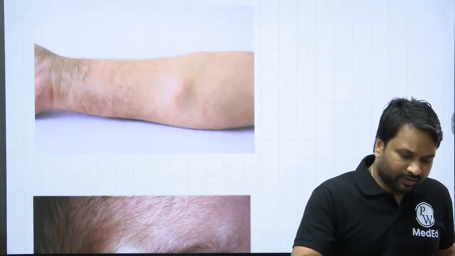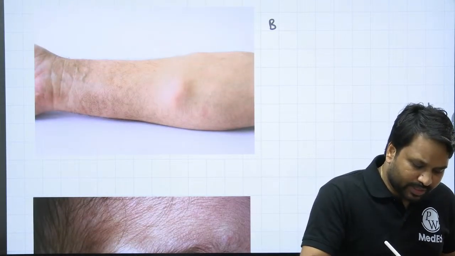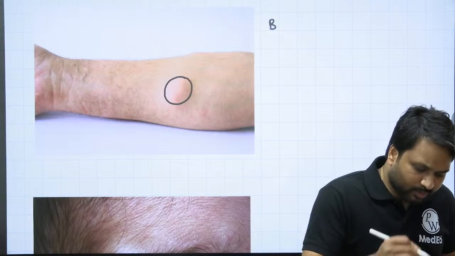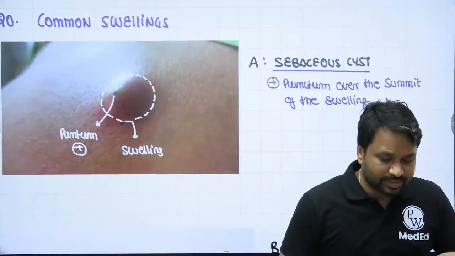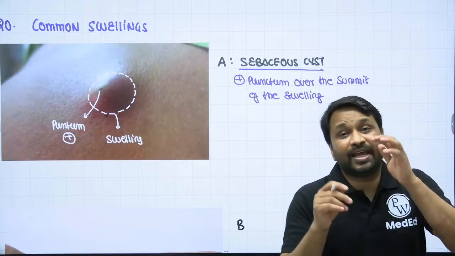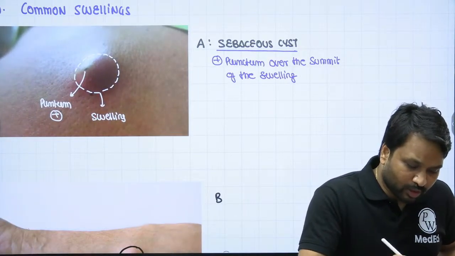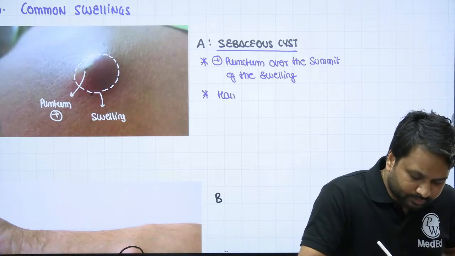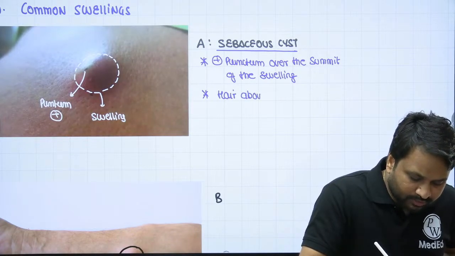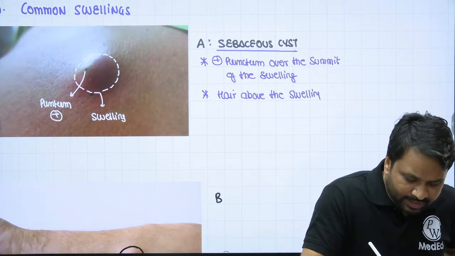Now, if you have a swelling which is going to look like this, that's a well-defined swelling. There is no other component. The skin is normal. Another very important thing about sebaceous cyst: wherever the sebaceous cyst is going to grow, the hair over the swelling is going to be lost. So remember, on a sebaceous cyst, the hair above the swelling will shed off, or I can say it is absent.